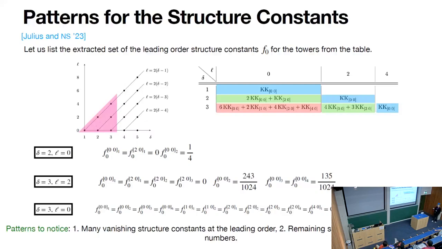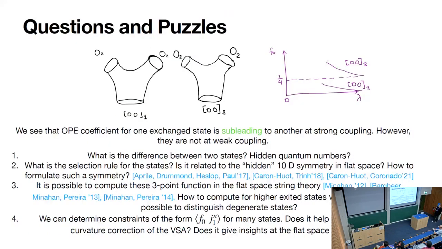And the remaining numbers are also very simple. This opens up a number of puzzles: we see that one process is subleading to another at strong coupling, however we don't see it at weak coupling, so there is some surprising selection rule going on. First of all, what is the difference between these two states? Maybe there are some hidden quantum numbers. And then we are thinking that maybe there is some selection rule because of the 10D symmetry in flat space, and it would be nice to formulate such a symmetry.